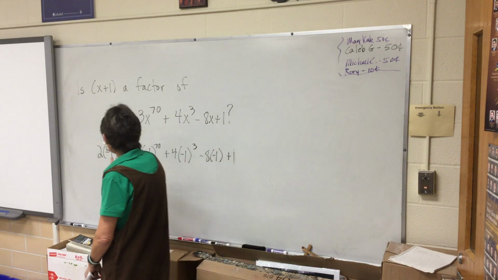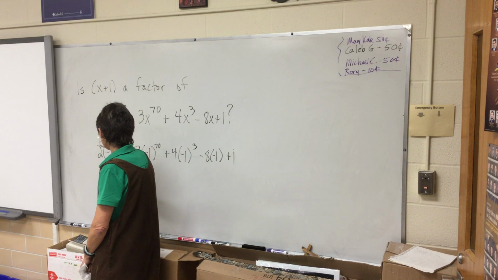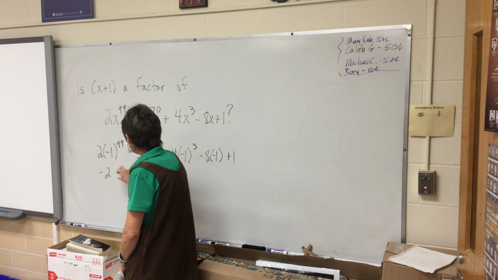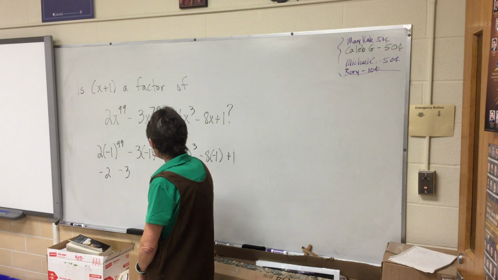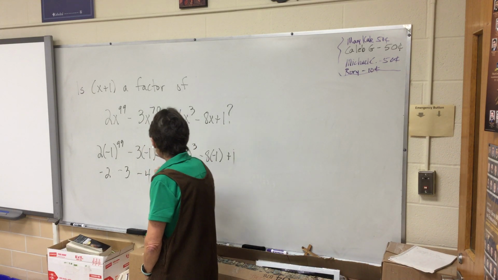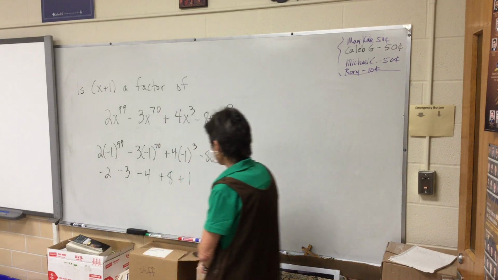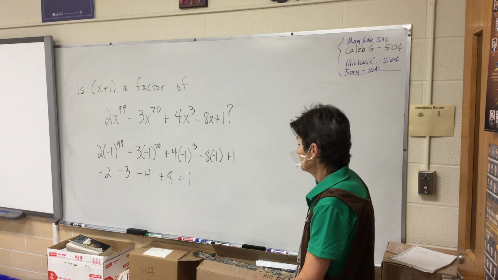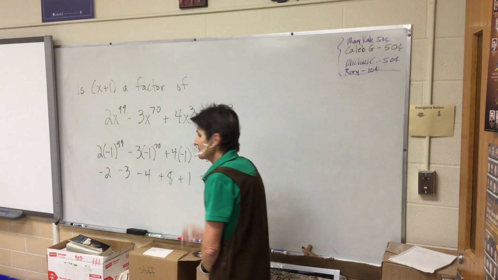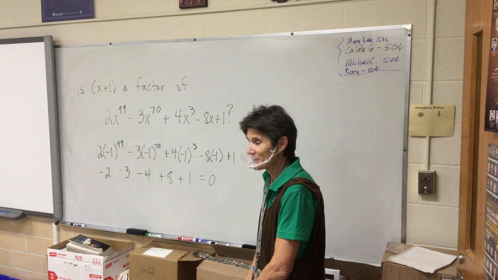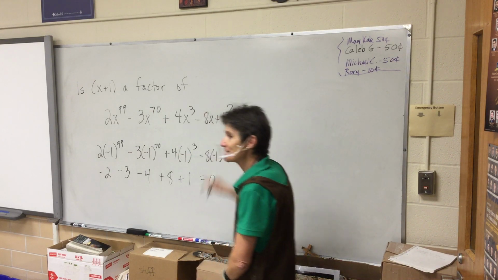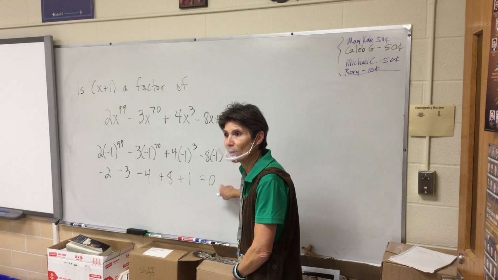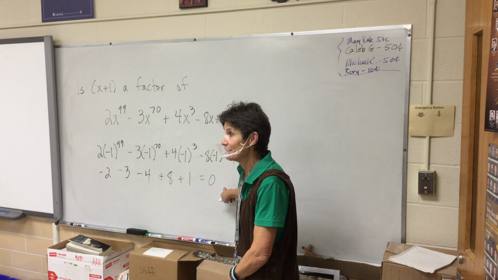So let's see. Negative to an odd is negative, so that's going to be -2. This is going to be positive. It's going to be -3. That'll be negative, positive, positive. What does that add up to? What's the answer to the question? Yeah. So is this a factor of this? Yes, it is. Because when I plugged in -1, I got 0, and that number represents the remainder.